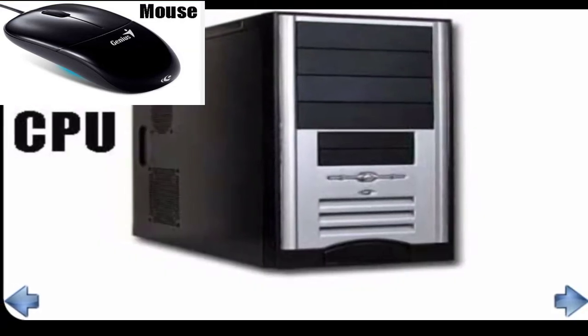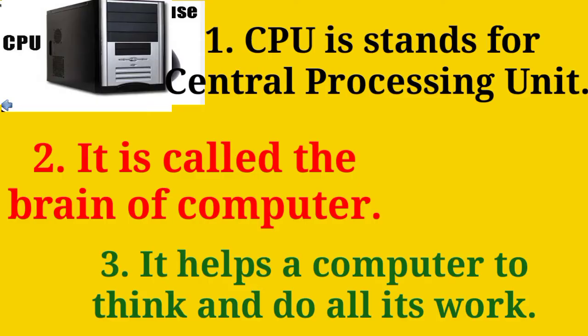Now, the fourth part is CPU. CPU stands for Central Processing Unit. It is called the brain of computer. It helps a computer to think and do all its work.